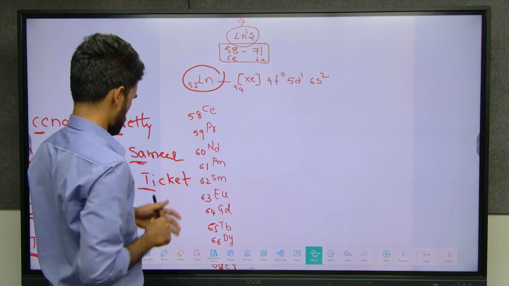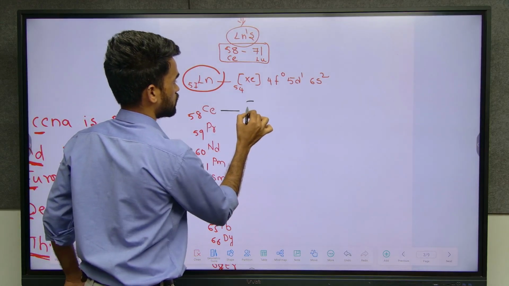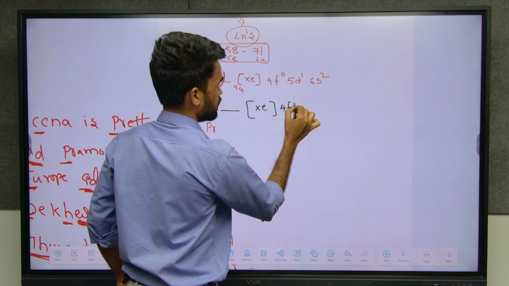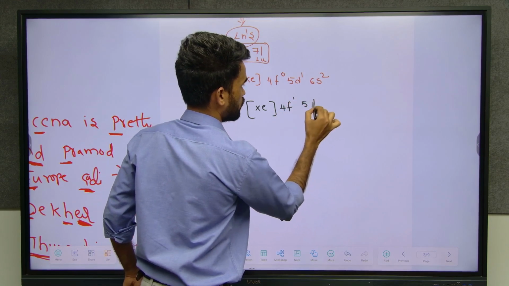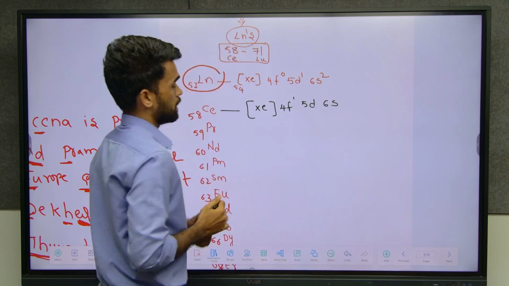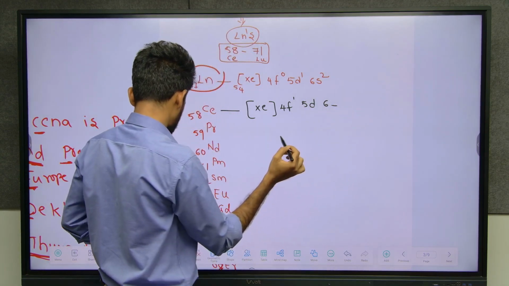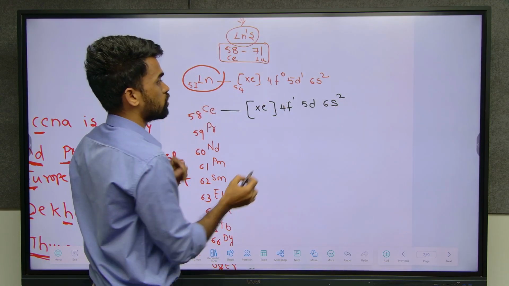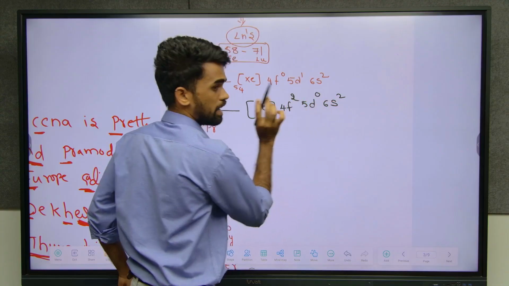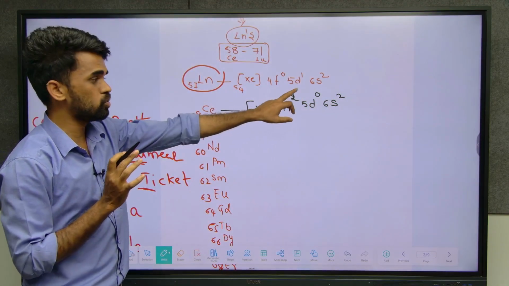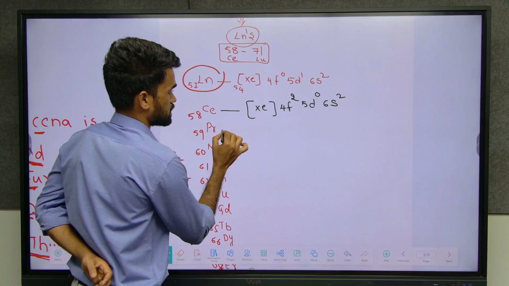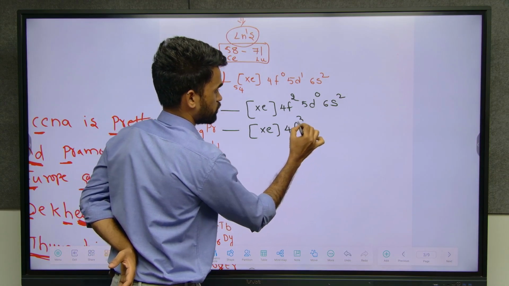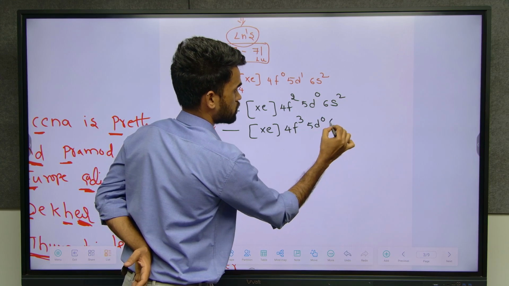Write with me. So cerium, xenon, next 4F1, 5D1, 6S2. Okay. So look at here. What should I write here? See, 0 is over now. Directly you write for xenon as 0, I mean directly 2. For which one? F2, D0. Next one. What is next? Xenon. Next this one? 4F3, 5D0, 6S2.